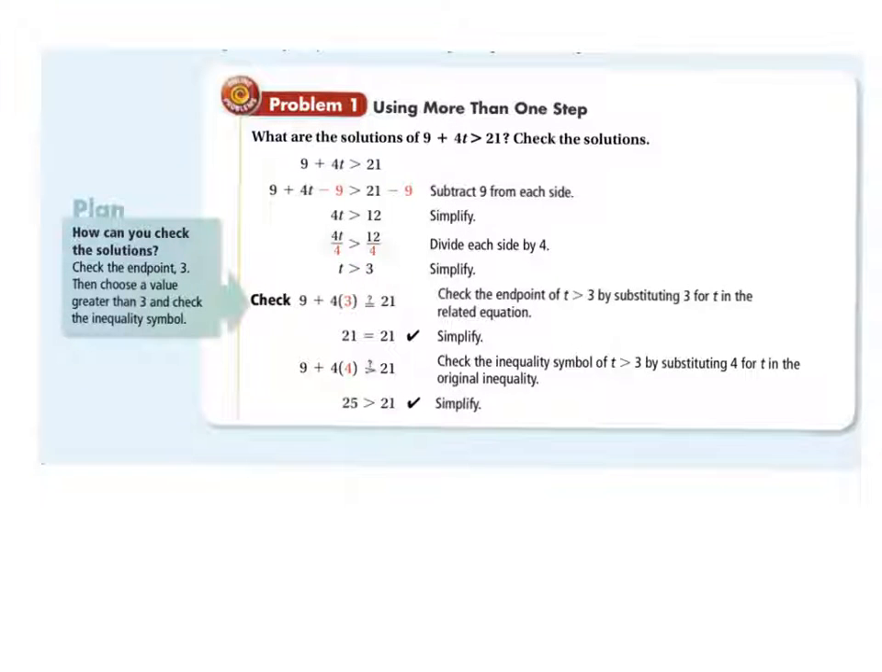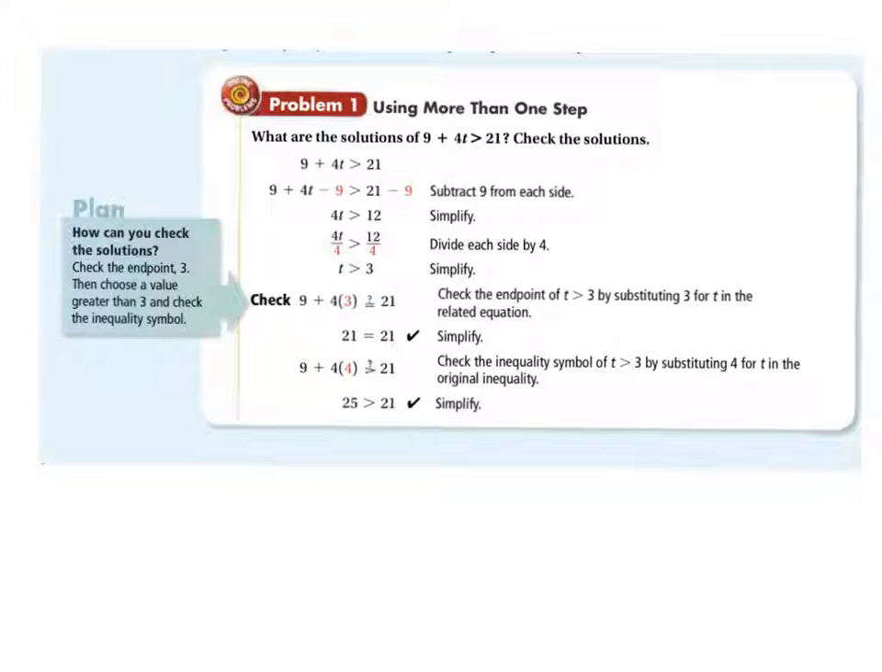There's no additional vocabulary for 3-4, so just the problems here. So what are the solutions of 9 plus 4t is greater than 21? Check the solutions. If you remember correctly, when we add or subtract, it doesn't change the inequality symbol at all. Nothing at all changes.